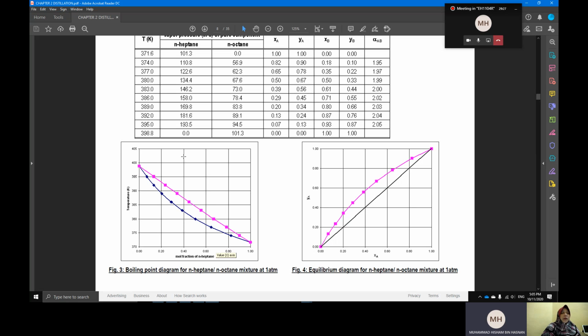Okay. Now, from here, you akan dapat ni. Inilah diagram that you will use almost all the time for distillation. This is called equilibrium diagram. Equilibrium diagram pula, dia ada purple saja. Purple only. And one point here represent the 2 points here. Tahu?